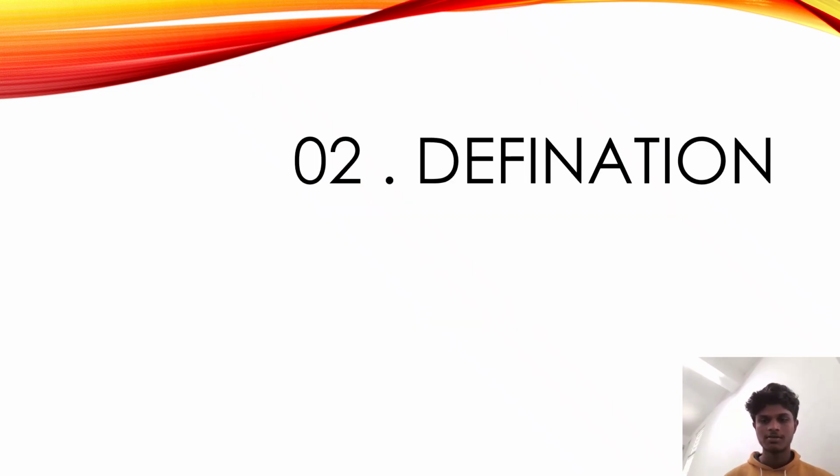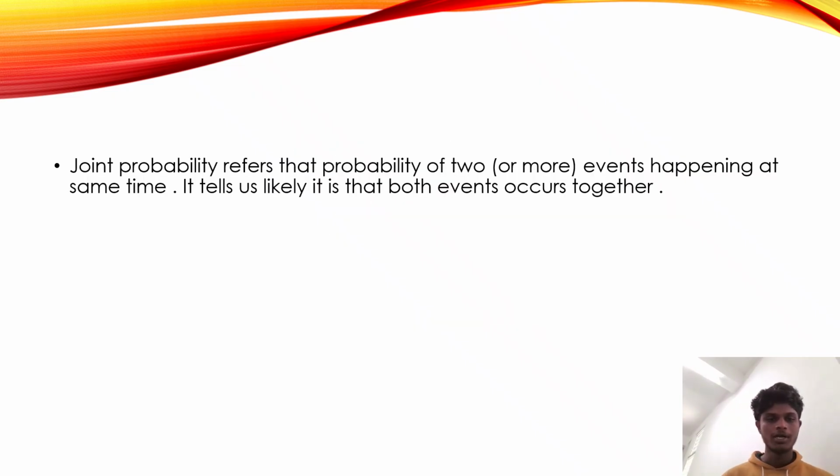Second one, definition. Joint probability refers to the probability of two events happening at the same time. It tells us how likely it is that both events occur together. Joint probability is the probability that event A and event B both occur at the same time. It is commonly expressed as P of A intersection B or P of A and B.